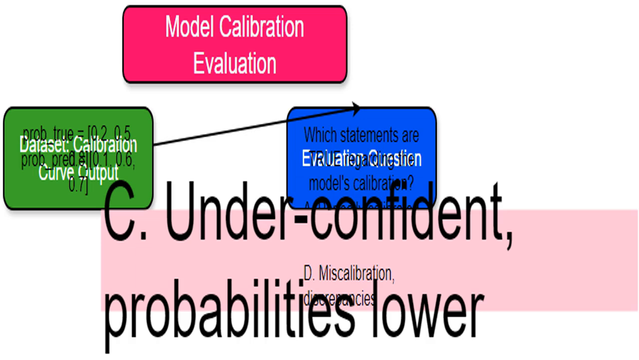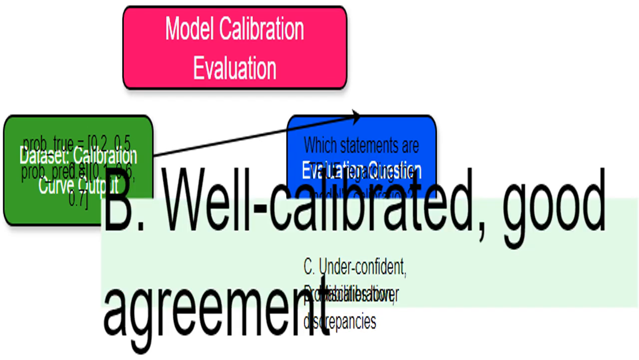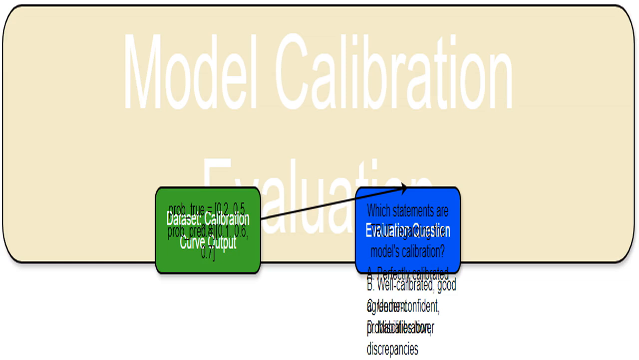This option asks if the model consistently underestimates the true probabilities. It does in the first group, 0.1 vs 0.2, but not in the others, making this incorrect. This option asks if there are noticeable differences between prob_true and prob_pred. There are some differences, showing that the model isn't perfectly calibrated, hence this option is correct. This describes the data the problem provides us, the output of a function that gives us the two arrays prob_true and prob_pred, which we use to assess the model's reliability.